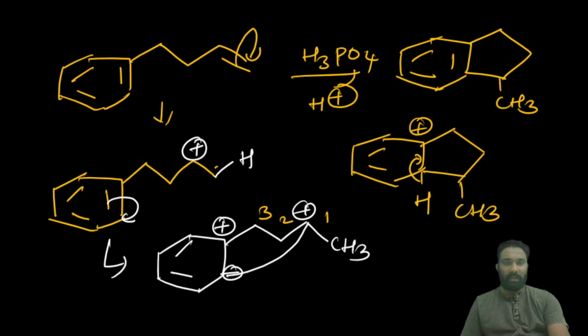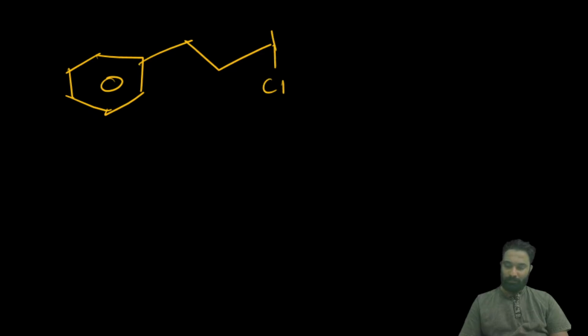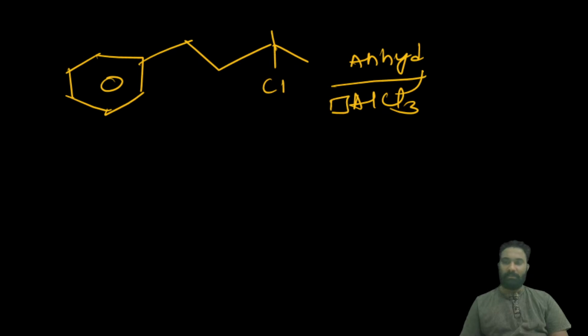Should I give another model of the question for this one? Right. Now another model of the question I will give you. In this manner is anhydrous AlCl3. Anhydrous AlCl3. Alright. Now say me the answer.